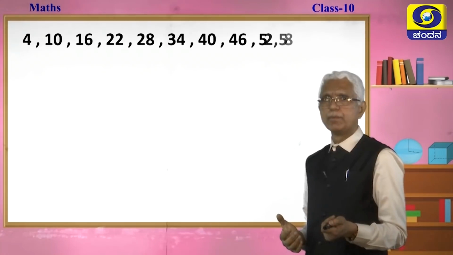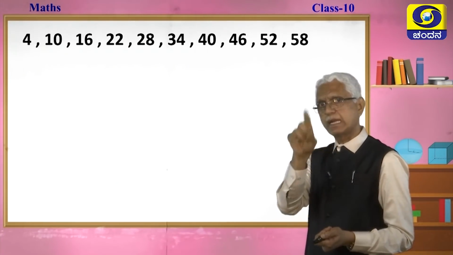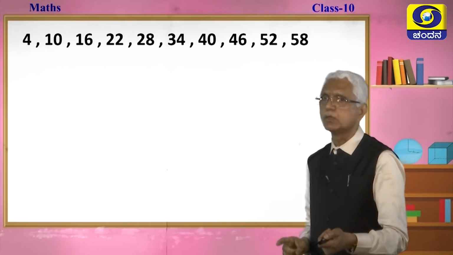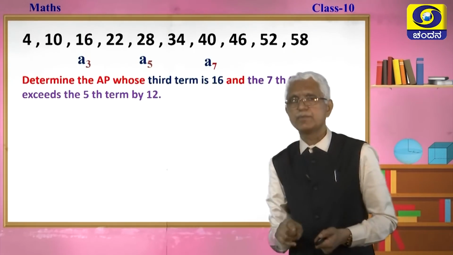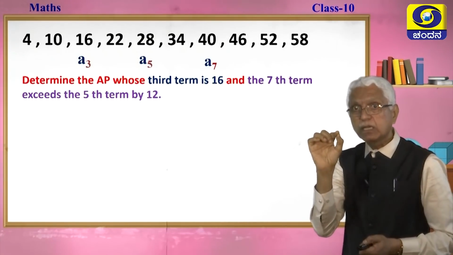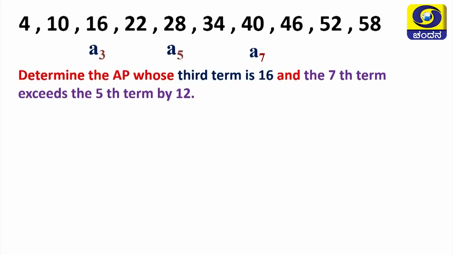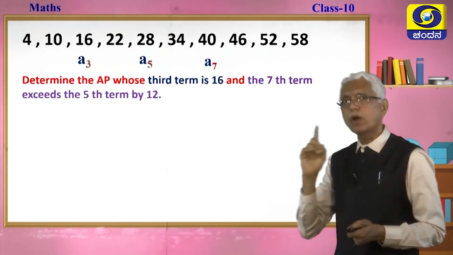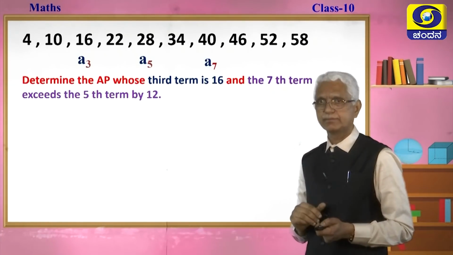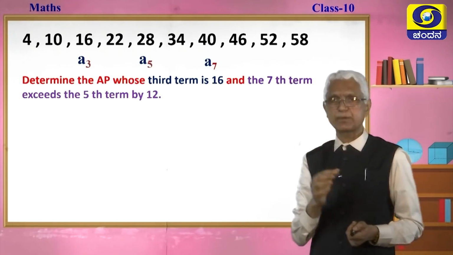Probably one more problem, my dear children. Let us see what is happening. It is an AP, correct? 4 plus 6, 10, 10 plus 6, 16, 16 plus 6, 22. Excellent. For this problem, they are saying determine the AP whose third term is 16 and the seventh term exceeds the fifth term by 12. Third term, what is the third term? 16. Correct?